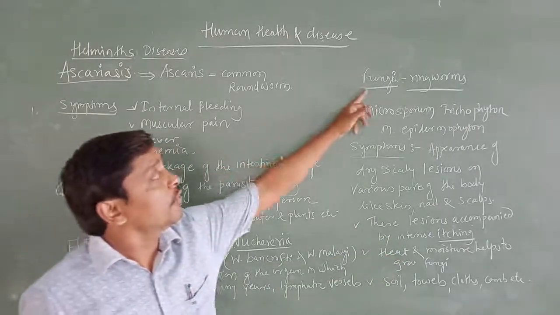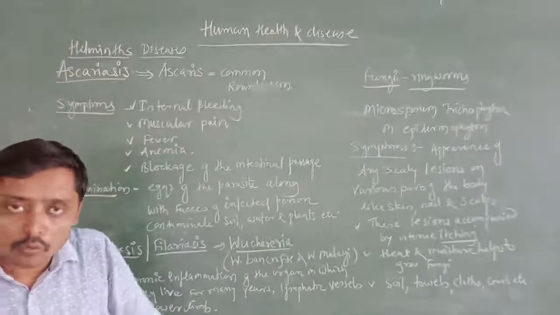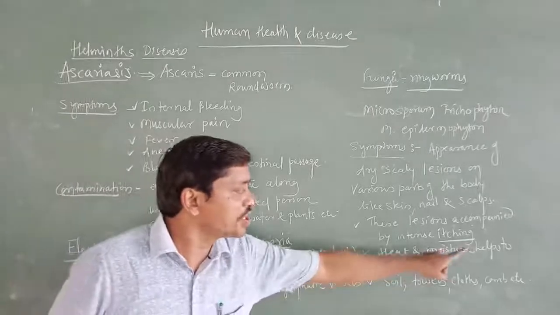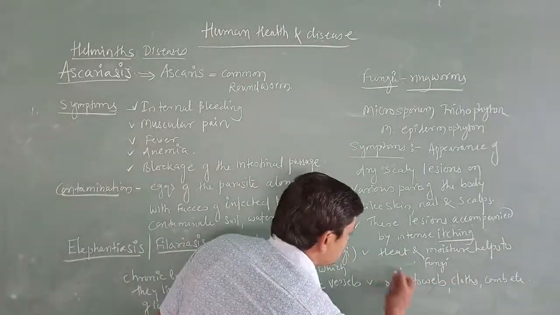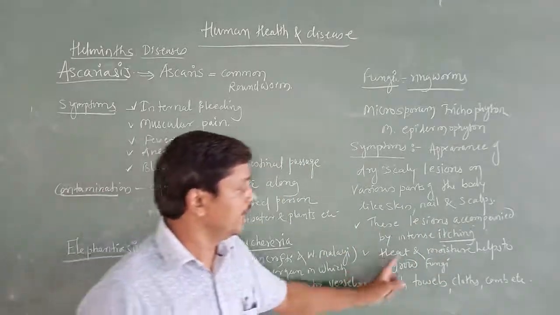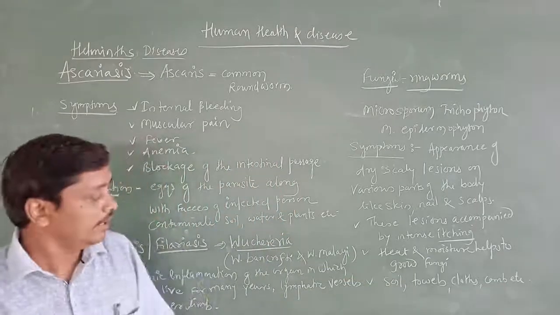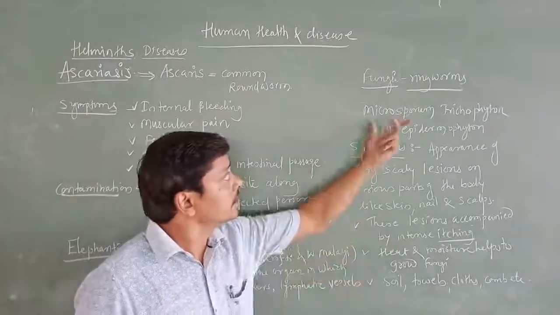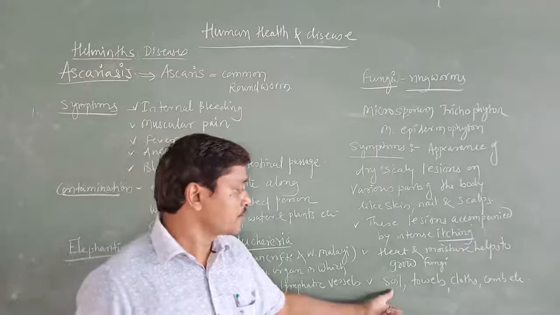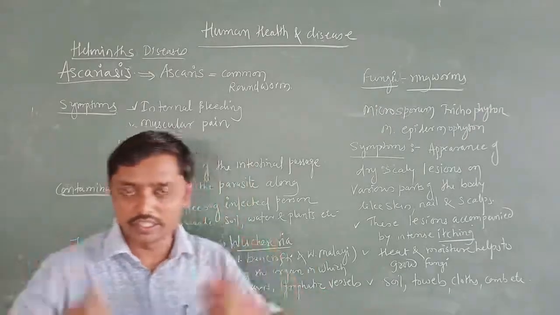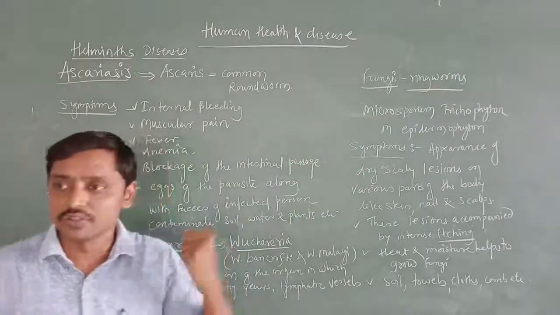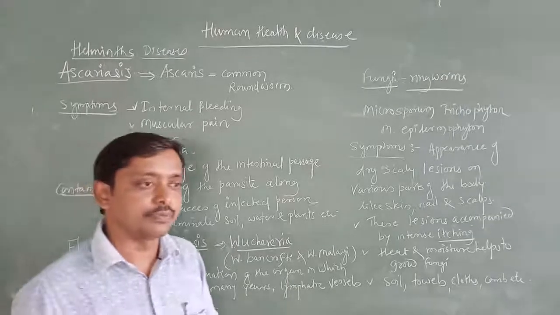And for the development or growth of fungi, what is essential, or the stimulating factors, are heat and moisture, which help fungi to grow. And last is how these fungal diseases are transmitted from one person to another: with contaminated soil and towels. If a person who has ringworm uses a towel, and another person uses it, it is going to be transmitted from one person to another.